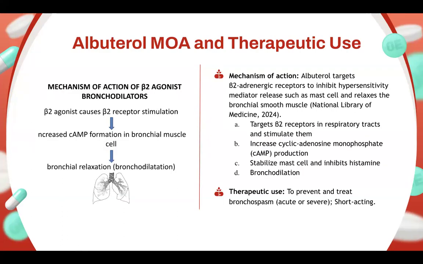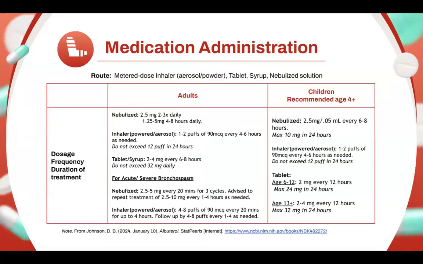Essentially, it just targets the B2 receptors in the respiratory tract and stimulates them, which increases the cyclic adenosine monophosphate production, which is used to help stabilize mast cells and inhibit histamine, also causing the end result of bronchodilation. The therapeutic use for this drug is to prevent and treat bronchospasm, acute or severe, and it is also short-acting.